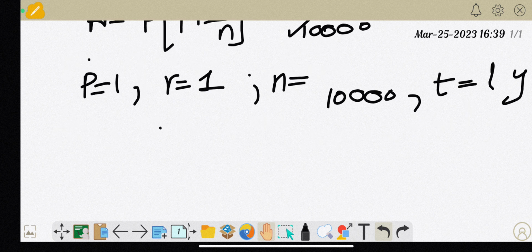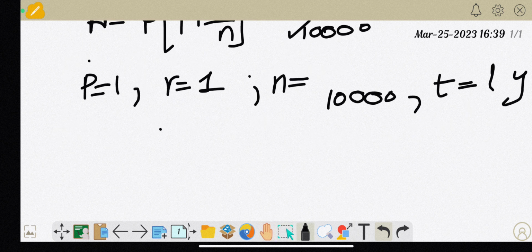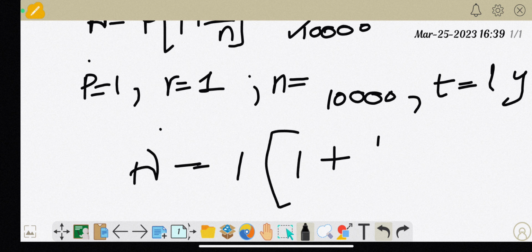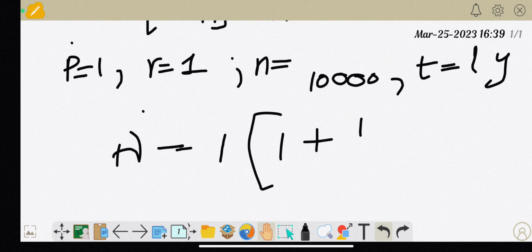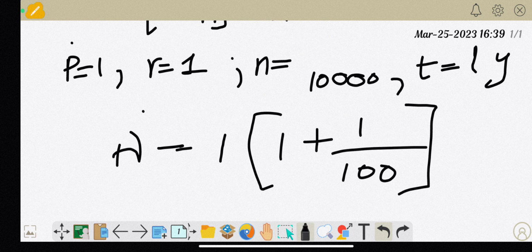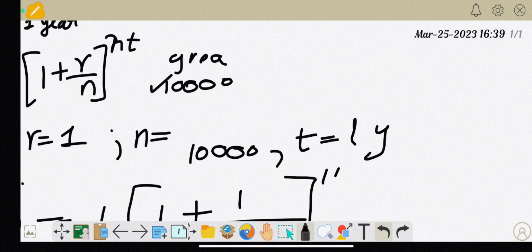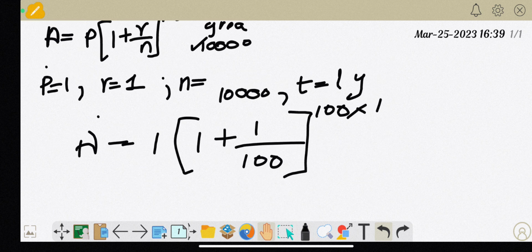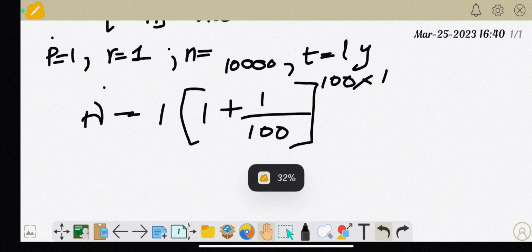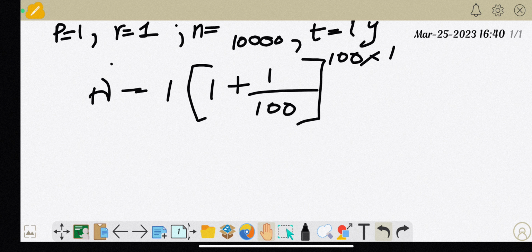If I input all those values, A is equal to 1 into (1 + 1/n) to the power n. Let's take 100 for the timing. My time is 1 year, so n is equal to 100 into 1. Just calculate this and tell me what A you will get.